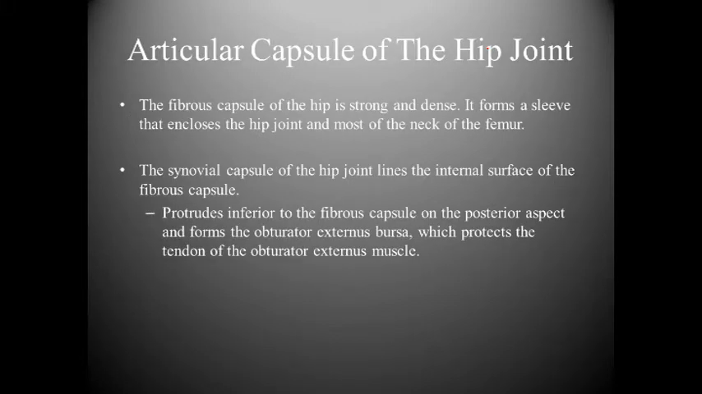So the articular capsule of the hip joint. The fibrous capsule of the hip is strong and dense. It forms a sleeve that encloses the hip joint and most of the neck of the femur. The synovial capsule of the hip joint lines the internal surface of the fibrous capsule. It protrudes inferior to the fibrous capsule on the posterior aspect and forms the obturator externus bursa, which protects the tendon of the obturator externus muscle.